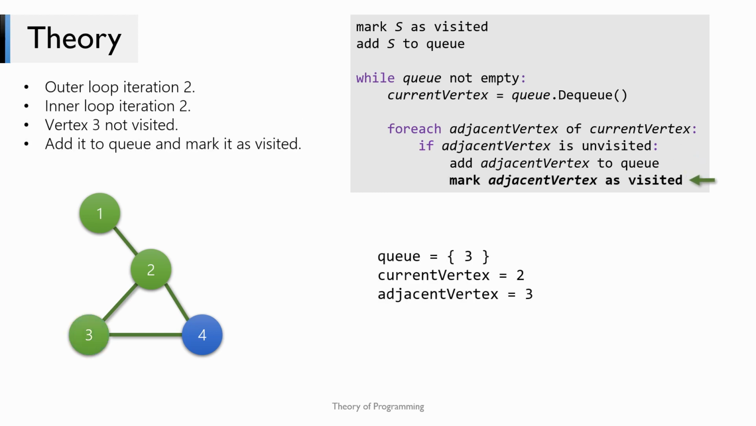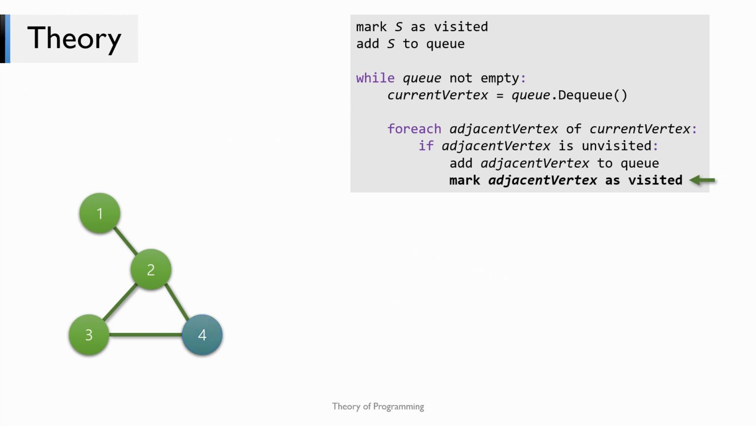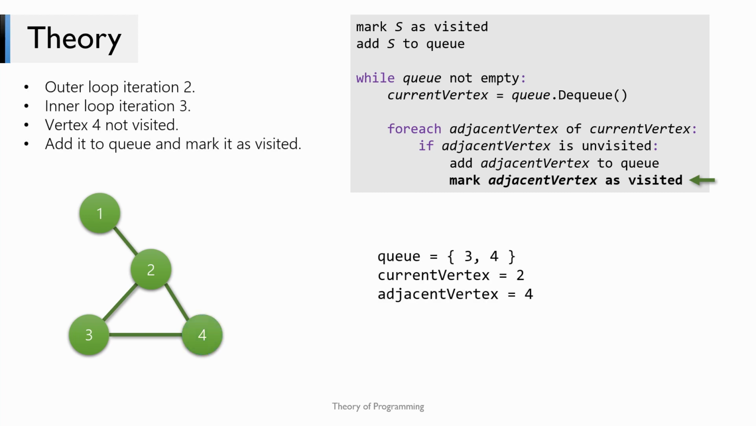The second adjacent vertex is vertex 3. Since vertex 3 was unvisited, we enter the if block. We will add it to the queue and mark it as visited. The third adjacent vertex is vertex 4. Since vertex 4 was also unvisited, we enter the if block again. We will add vertex 4 to the queue and mark it as visited. So currently our queue will have two elements, vertex 3 and vertex 4.